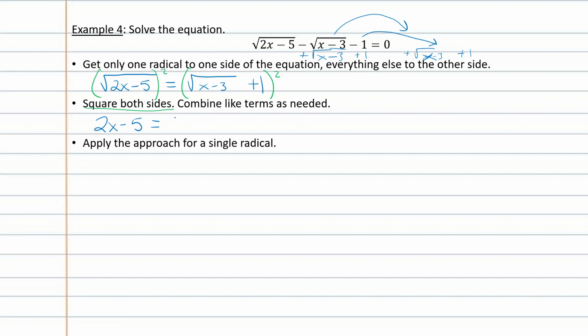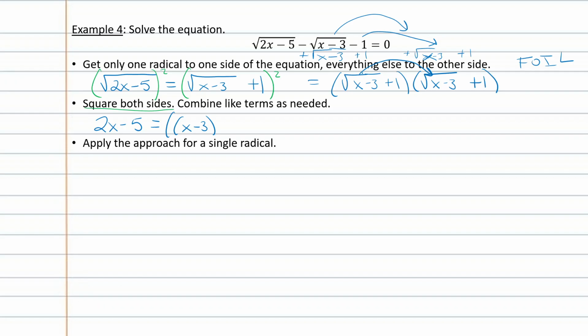Now, what that means is that I'm essentially taking the square root of x minus 3 plus 1 and multiplying it by the square root of x minus 3 plus 1. And we're going to have to follow our FOIL method, right? So we're going to multiply the first things first. And I'll do each step of this. So the square root of x minus 3 times the square root of x minus 3 is x minus 3. And I'll put it into parentheses just so that we can keep up with it.